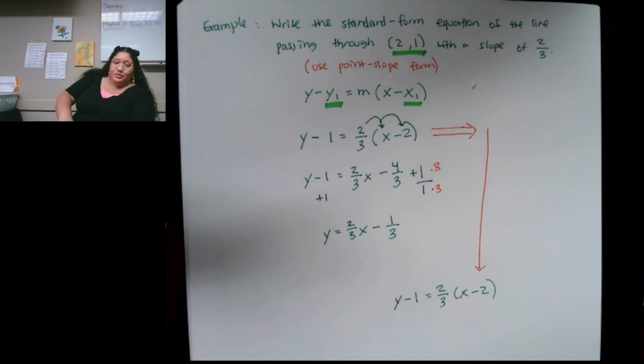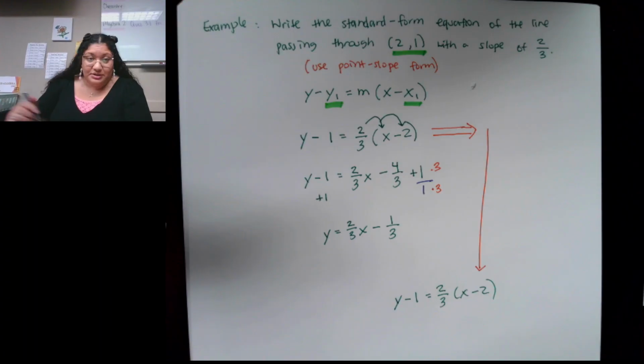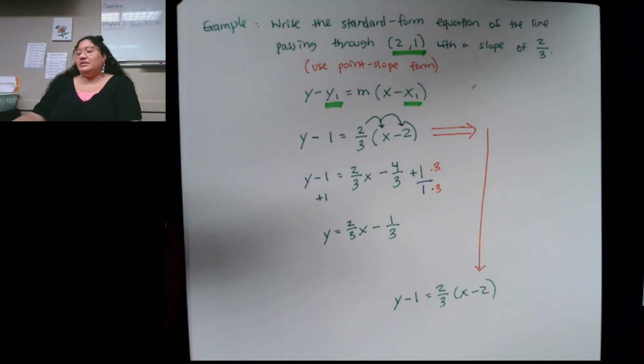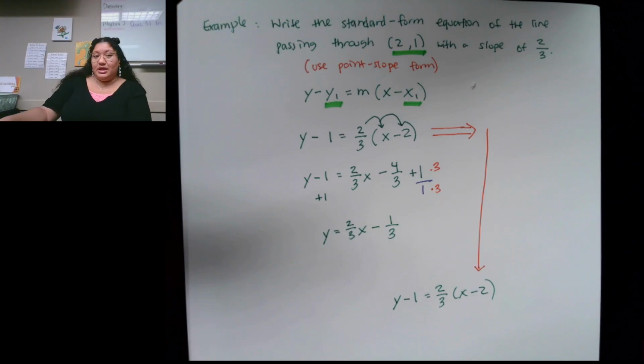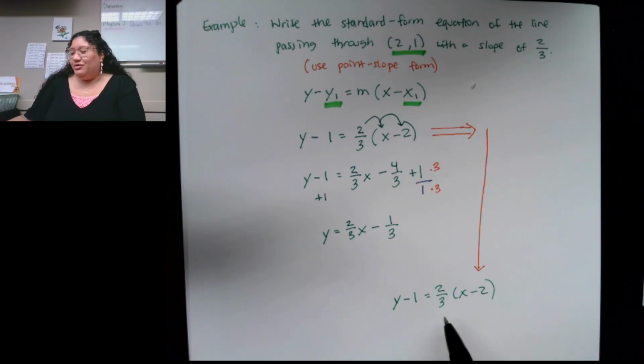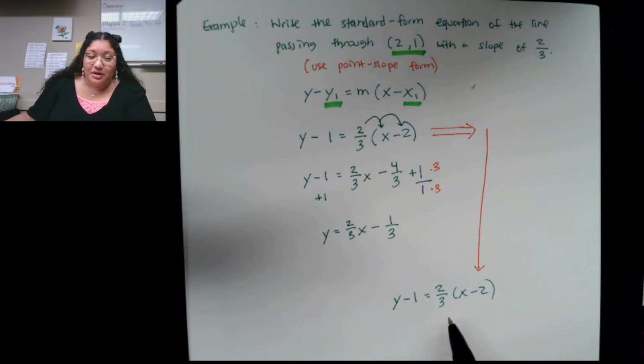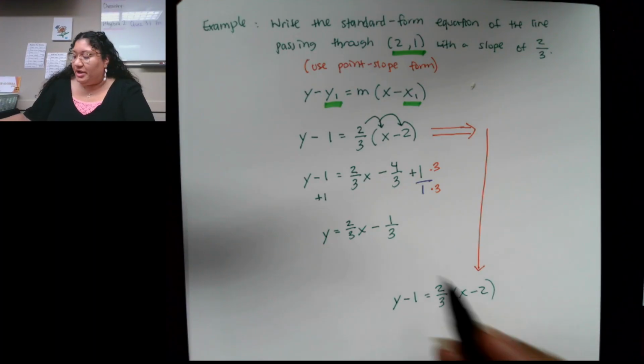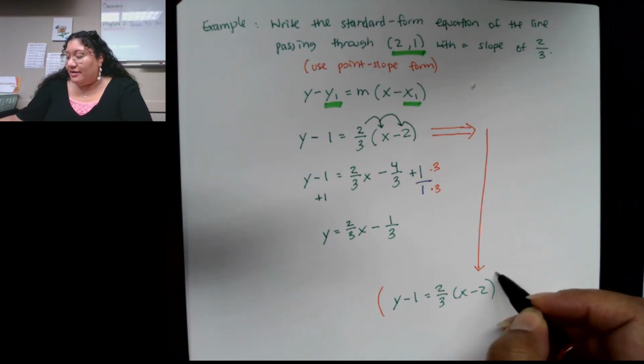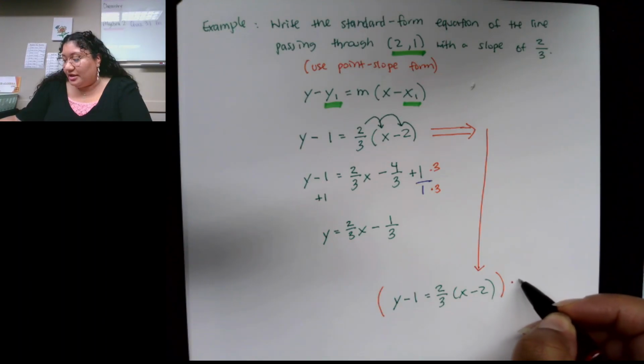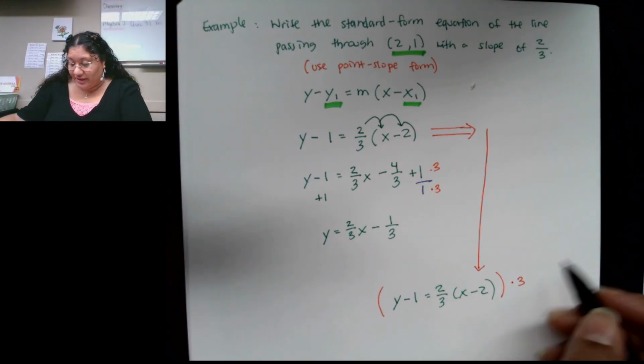What do I do when I do not want a fraction? How do I get rid of a fraction? Do you guys remember? I know you guys had a problem like that in the test when I told you, get rid of the denominator. How do we get rid of the denominator? We multiply by the least common denominator. There's only one number here that's on a denominator, so I'm going to multiply by 3. The only rule is, whatever I do to one thing, I have to do to everything.